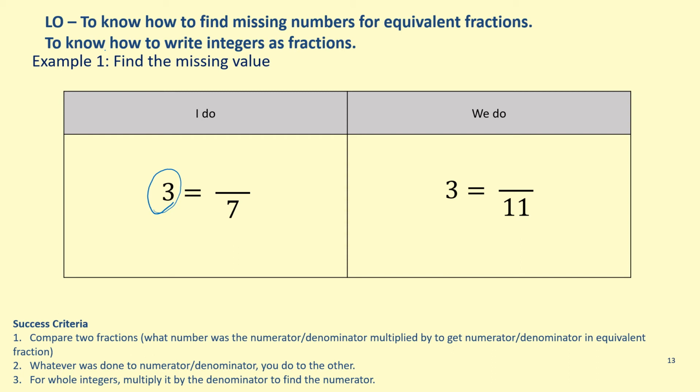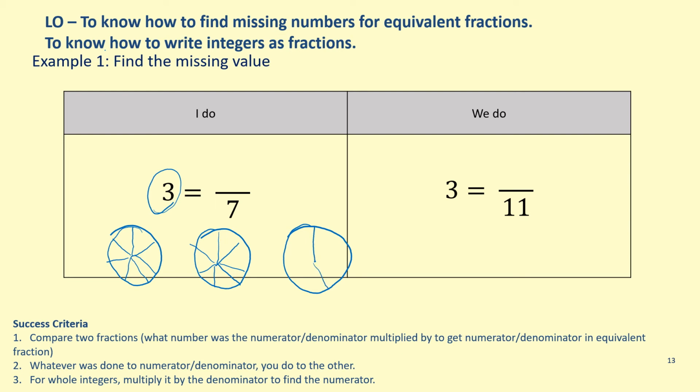So one way of doing it is to think about the 3 as 3 wholes. So 3 whole circles, for example. Sorry, those are not very even circles, but I'm sure you've got a very big imagination and you can imagine that they are even. And then I split each of them into 7 equal parts. 1, 2. Imagine that these parts are equal. Okay, so I've got 1, 2, 3.